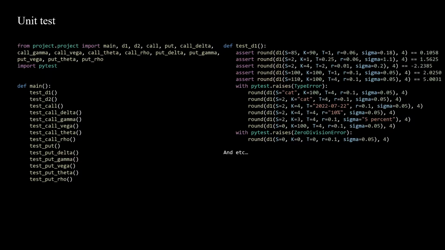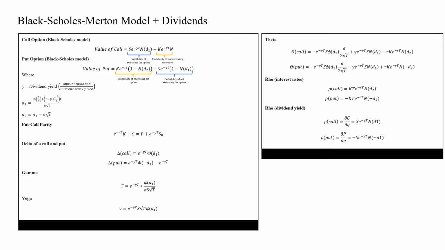Regarding my unit test, it's pretty simple. All of my functions have the same basic thing as you see here. And the only type of errors I can think of a rational person can make are the type error and the zero division error. And that's how it would look like if we had dividends in our model.